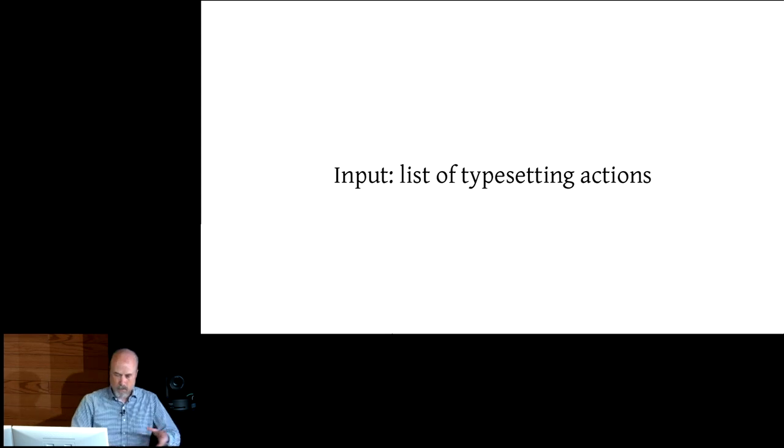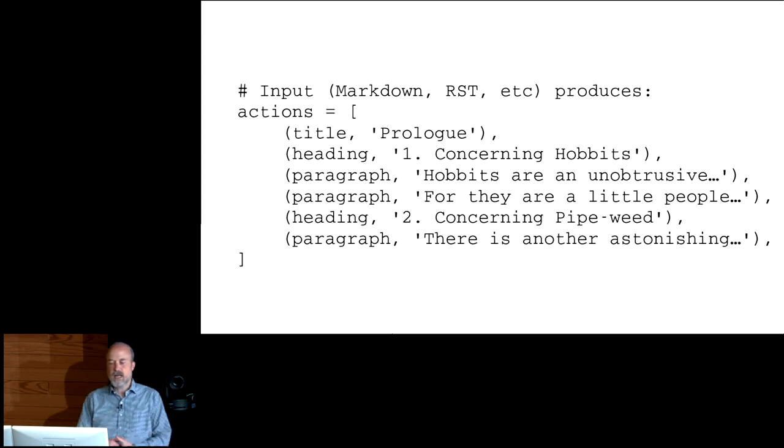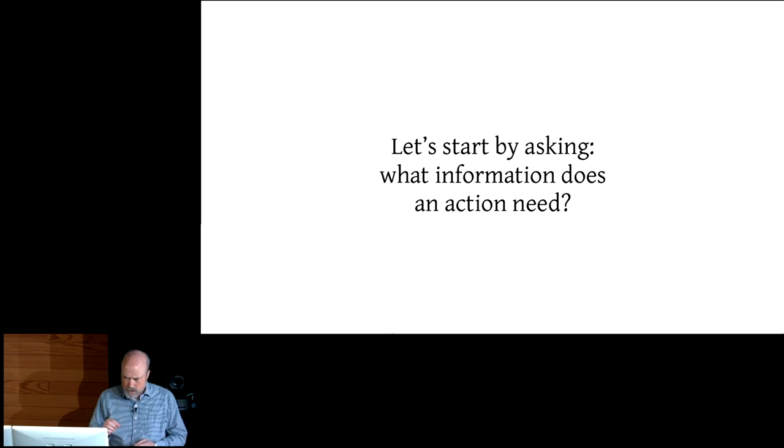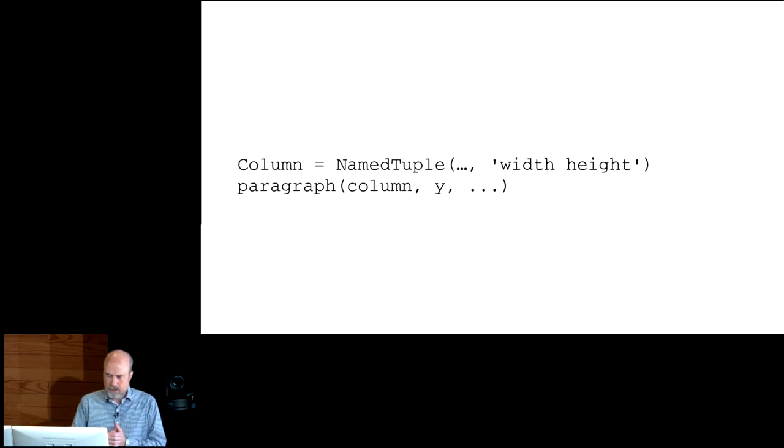The input is going to be, from however my text is stored, a list of typesetting actions: titles, headings, and paragraphs, and now I simply need to design the routine that will run through them, putting them on the page. What API should the layout engine use to call each of these actions, like heading and paragraph? Well, let's start by asking, what information does an action need if we're going to set it loose laying out content on a page? I thought it would need to know the width of the text it's expected to lay out. We'll probably need to know the height of the column, so I wrap that up into a little object. And then it probably needs to know how much of the column's been used already.